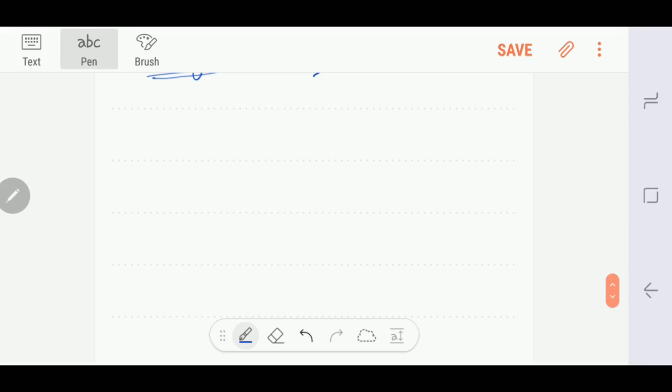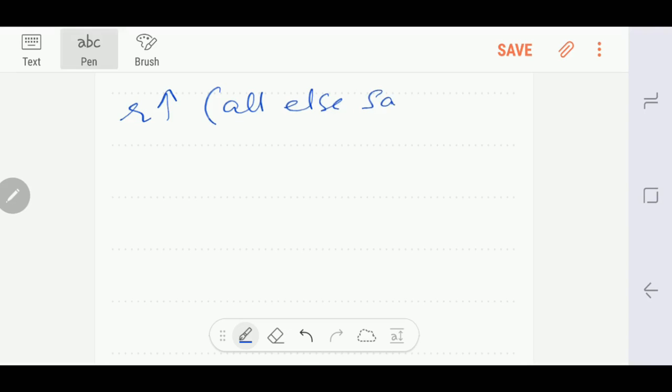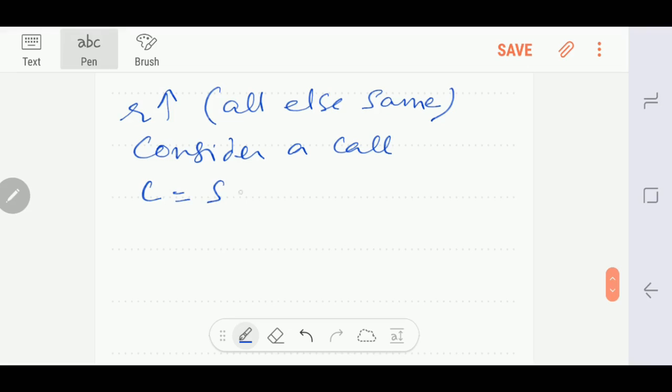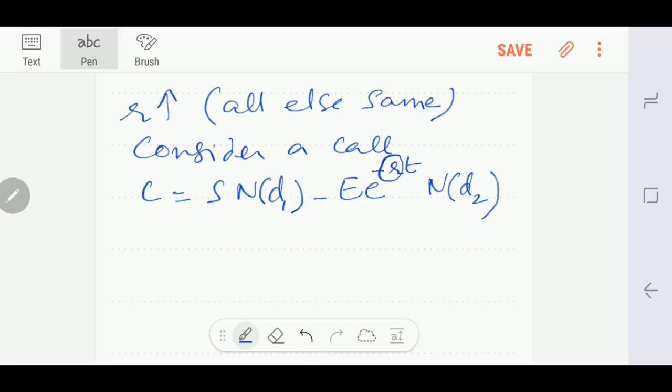Let's think about the risk-free rate of return. The risk-free rate of return R, if it increases, all else remaining the same, what's going to happen? Let us consider a call option. Let's write the call valuation formula. It's equal to S times N of d1 minus E times small e to the power minus R times T times N of d2. The more times you write it, the easier it is to remember the formula. Now think about it. If you increase the R, R here acts as the discount rate, because we are discounting on a continuous basis, and for discounting purposes we need a rate, and this is that rate. If we increase the discount rate, what is going to happen to this entire second term? Whenever we increase the discount rate, the value of this term will fall.